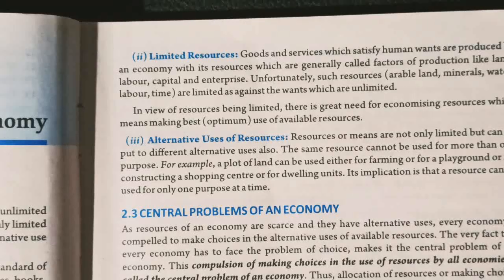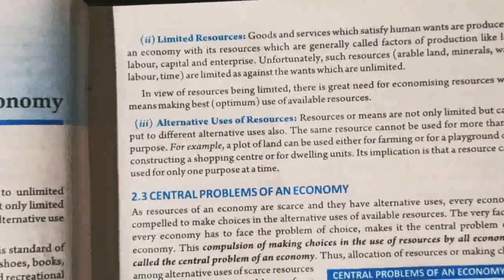And point number 3 is alternative uses of resources. Here, alternative means which can be used in many ways. Say a plot of land can be used for many purposes. It can be used to make a house. It can be used to make a playground. It can be used to make a swimming pool and so many other things. But once a plot of land is used to make a house, it cannot be used for another purpose again. So here, alternative use of resources means resources are not only limited, but they can be put to different alternative uses also. The same resource cannot be used more than once. For example, a plot of land can be used either for farming or for a playground or for a shopping center or for dwelling units. Okay? I hope that is clear, right?